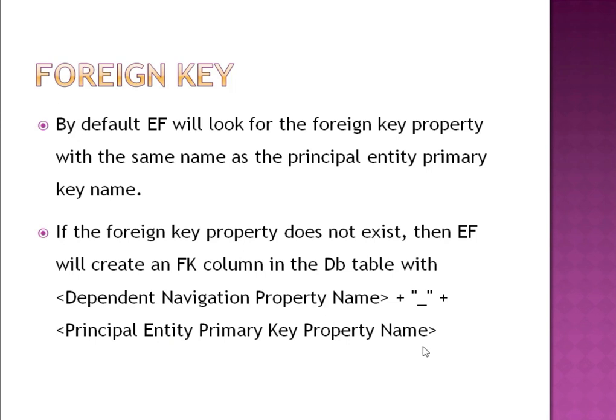Again, I'll take the same example of the Department class and Employee class. Your navigation property name is going to be Department, so it does Department, underscore, the principal entity primary key property name. The name of the primary key property in the principal entity is DepartmentId, so your foreign key name will be Department_DepartmentId. I hope you got this. In the next video we are going to implement this part practically also.